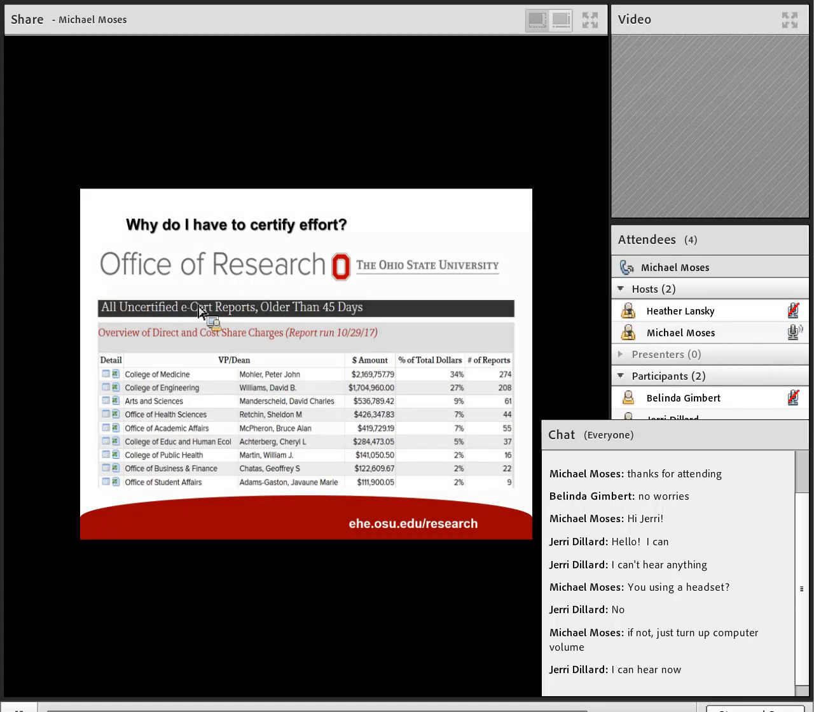This is a screenshot of the way the Office of Research displays which colleges and cost centers have people that are out of compliance, specifically uncertified effort reports older than 45 days. I don't usually make too much of this information, but they even associate a dollar amount with the time spent that is currently sitting uncertified.